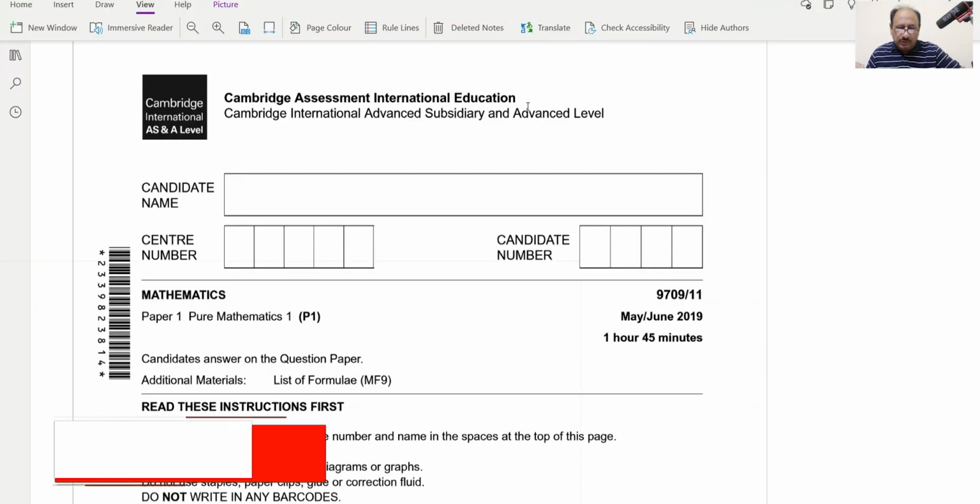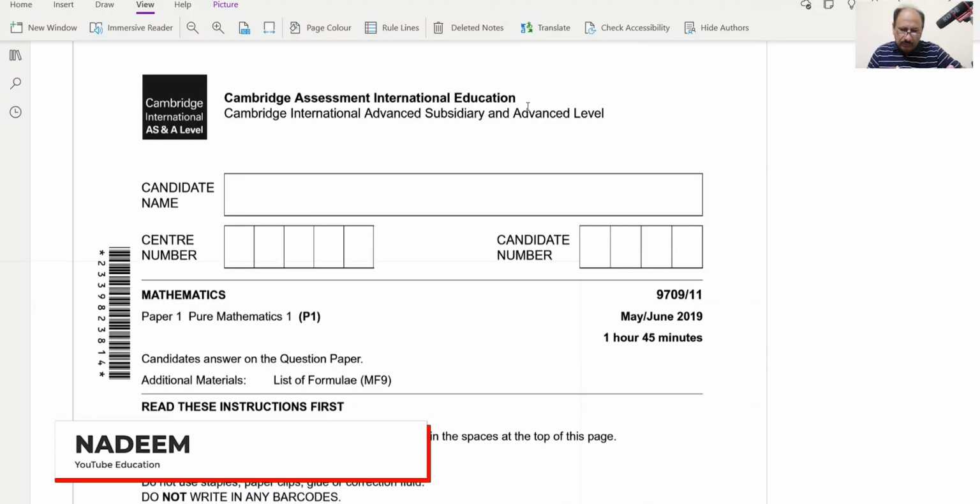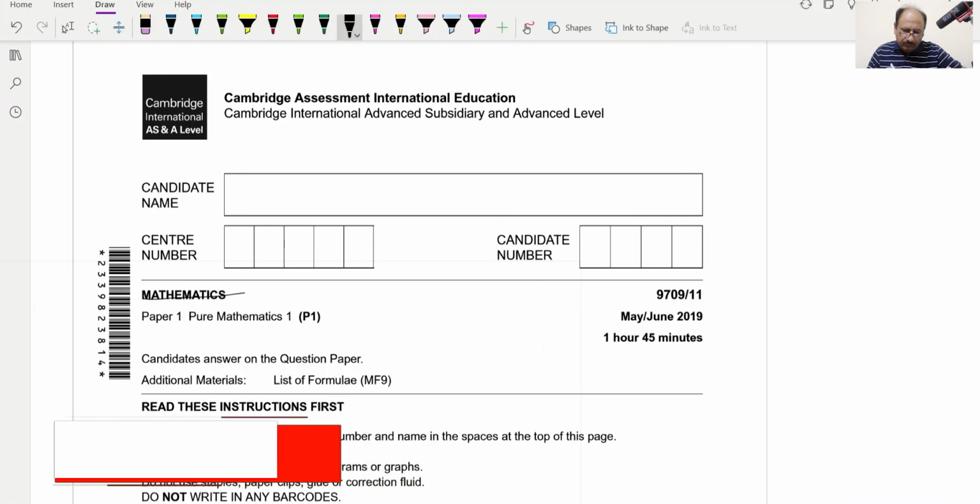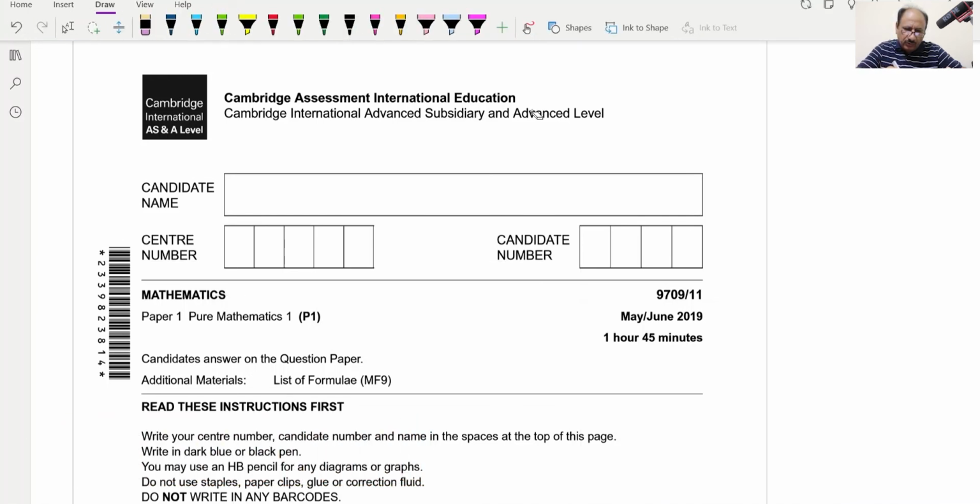Hello everyone. Today we'll be going through AS and A level Mathematics Paper 1, Pure Mathematics 1, which is P1, 9709/11, May/June 2019.